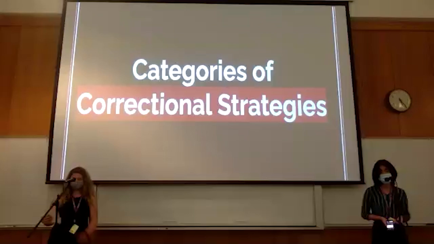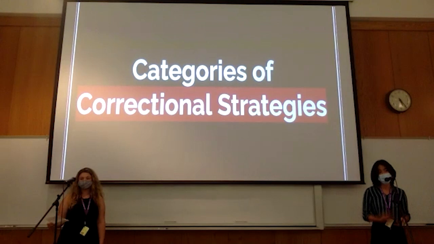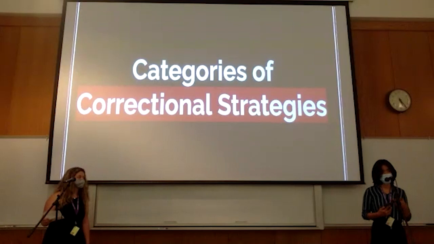So now we're going to consider six different categories of correctional strategies, and we'd like you to consider what you think is the most important and which one should be the guiding factor in our criminal justice system. And it's important to keep in mind that they're not mutually exclusive and they sometimes overlap as we consider some of the programs that we will look at.